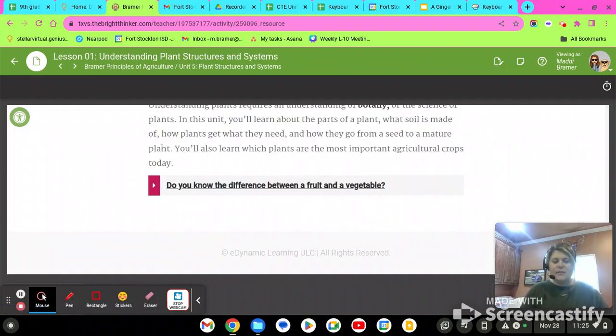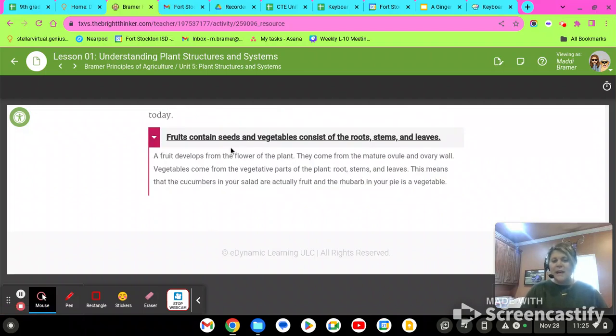They're a little tidbit, and a lot of people do not know this. A lot of adults don't know this, the difference between a fruit and a vegetable. Okay, fruits have seeds, and vegetables have roots, stems, and leaves. Okay, so a fruit develops from the flower of the plant. So they come from the mature ovule and ovary wall, which is the female part of the plant. Vegetables come from the vegetative parts of the plant, the root or stems or leaves, like a carrot.